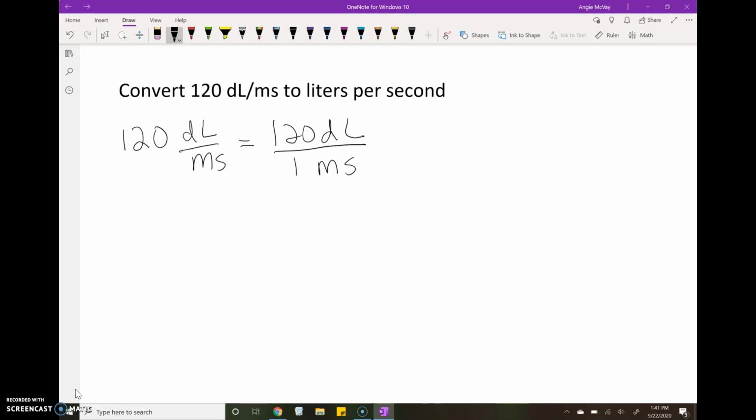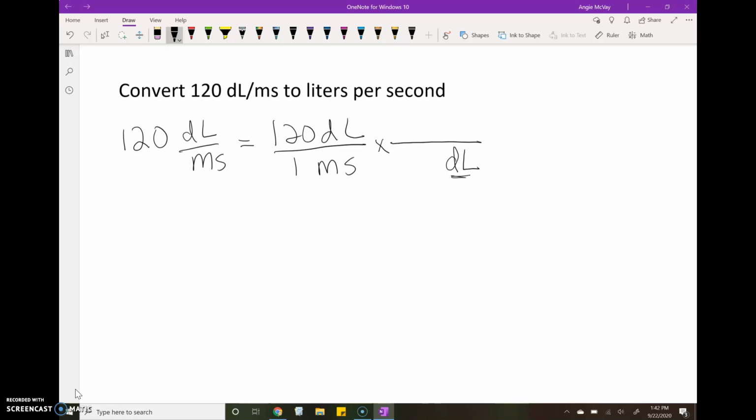All right, so 120 deciliters. Let's convert deciliters. We want to multiply by a fraction, and we want to get rid of deciliters. Whenever you're multiplying by a fraction, you'll be able to cancel something out if you've got the same unit on the top and the bottom of a fraction. We want to get rid of the deciliters, so we're going to put deciliters in the bottom of the fraction we're going to multiply by.